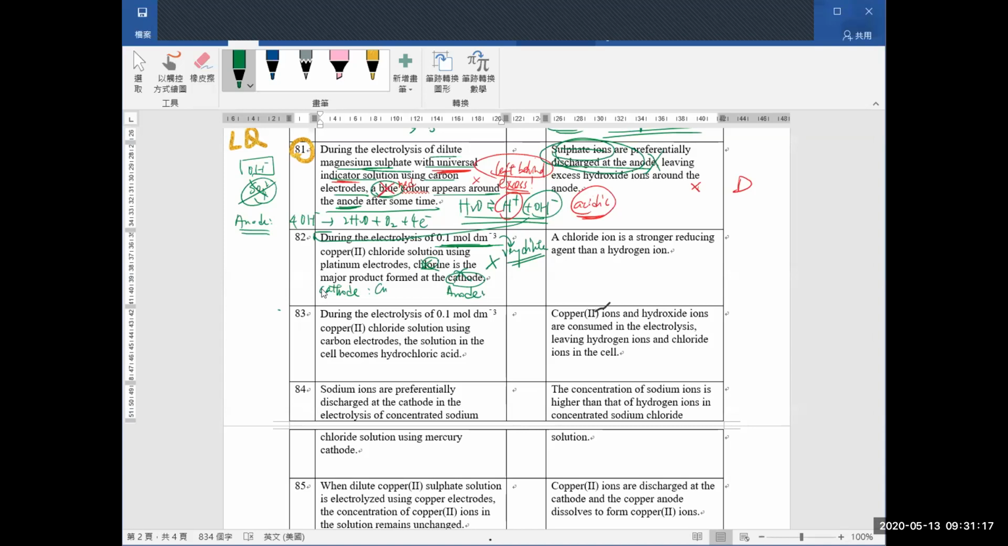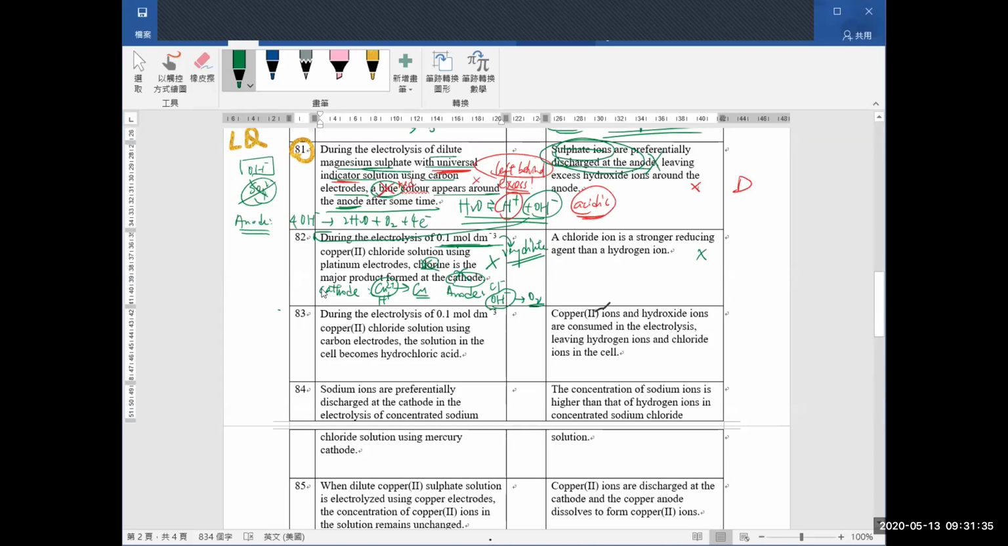At the cathode, it is copper ions and hydrogen ions. Copper ions win to form copper. At the anode, it is hydroxide ion and chloride ion. This time, hydroxide ion wins to form oxygen. So that statement is very, very wrong. The second statement is also wrong.